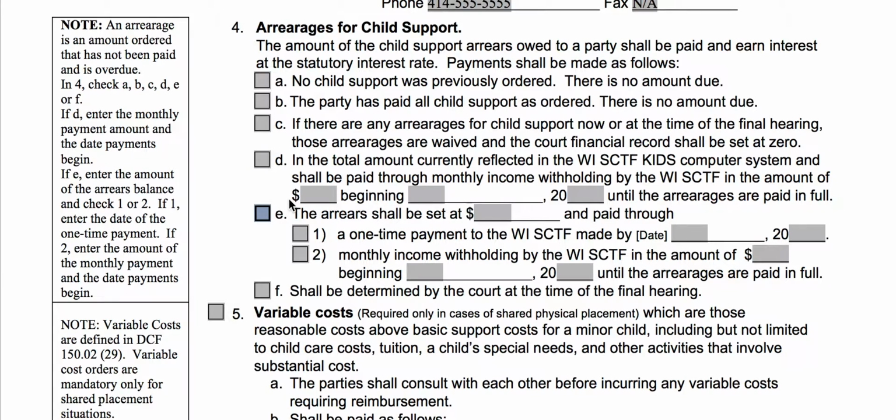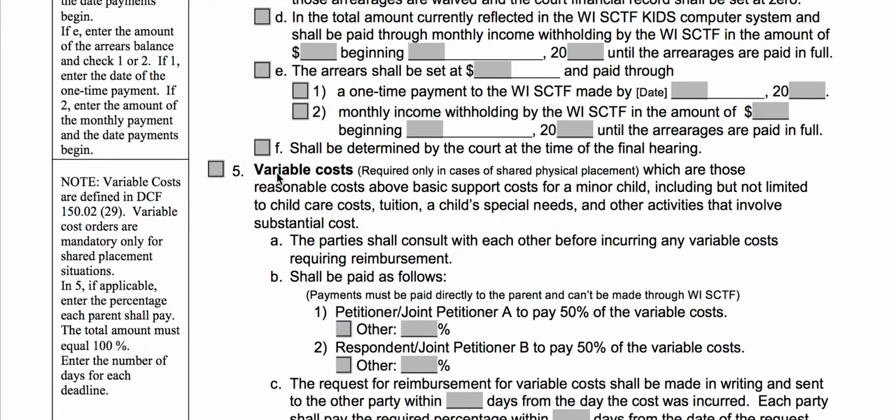The very last option here is F. F is saying, court, I want you to figure out whether there are arrears, and if so, how they're going to be paid. And that's F there. All right. Great, so we've got that filled in.